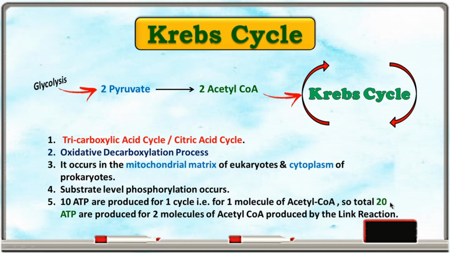So in total, 20 molecules of ATP are produced for the 2 molecules of acetyl-CoA produced by the link reaction process. We have seen that in the link reaction process, 2 molecules of pyruvate are converted into 2 molecules of acetyl-CoA. So for each acetyl-CoA molecule, 10 ATP are produced, and for 2 acetyl-CoA molecules, a total of 20 ATP molecules are produced at the end of the total Krebs cycle process, which takes place 2 times.